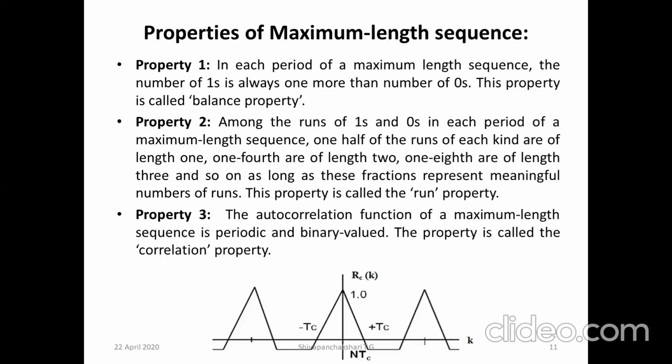The third property is the autocorrelation property. As I said, a maximum length sequence is periodic, so the autocorrelation function is also periodic and binary valued, only 2 values. A particular bit in a PN maximum length sequence is highly correlated with itself and not at all correlated with other bits. Out of 7 bits of the PN sequence, a particular bit has the highest correlation with itself and no correlation with the other 6 bits. This is how the autocorrelation function appears. It's periodic, as shown in the diagram.